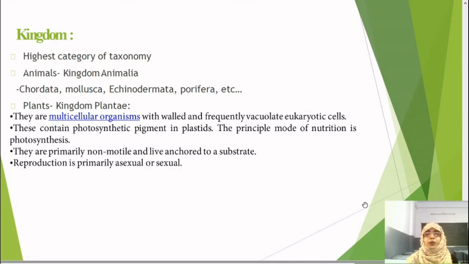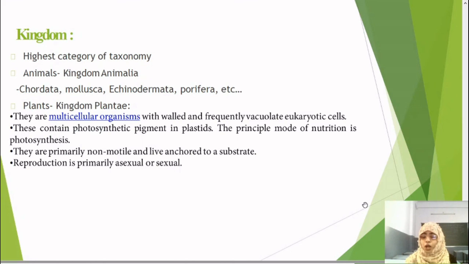Okay. The principal mode of nutrition is photosynthesis. Of course, without photosynthesis, no plant can survive. So the main feature is that plants contain photosynthetic pigments in plastids, and the basic mode of nutrition is photosynthesis. Whereas these are primarily non-motile and live anchored to a substrate. What is a substrate? Mud. Mud or soil is the substrate for the plant.